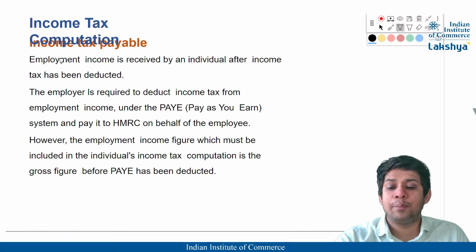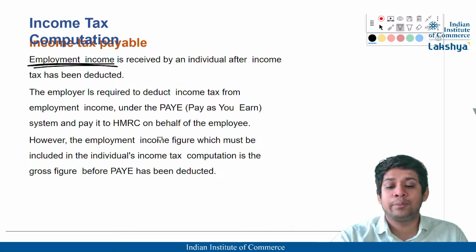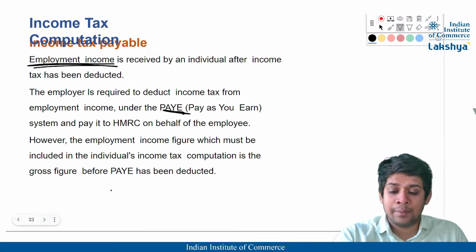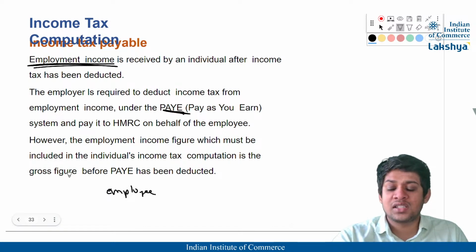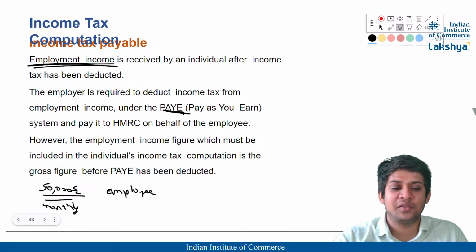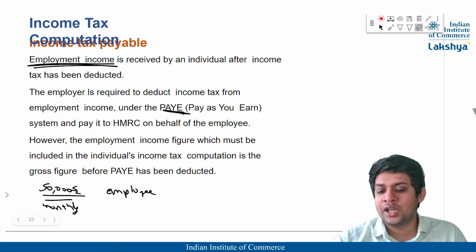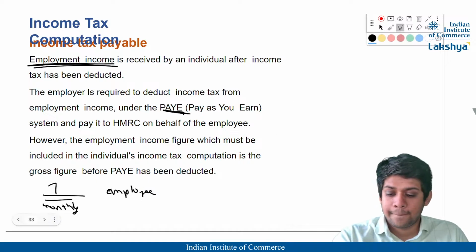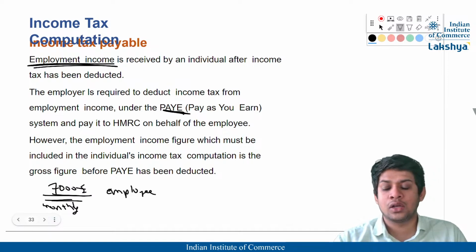Okay. Now for the employees, what happens is mostly the employees actually pay as you earn. Technically, there is an employee who has a fixed income of 50,000 pounds monthly. Actually, monthly 50,000 is too much. I'll just reduce it to 7,000 monthly. An employee is there. His fixed income monthly is 7,000 pounds.